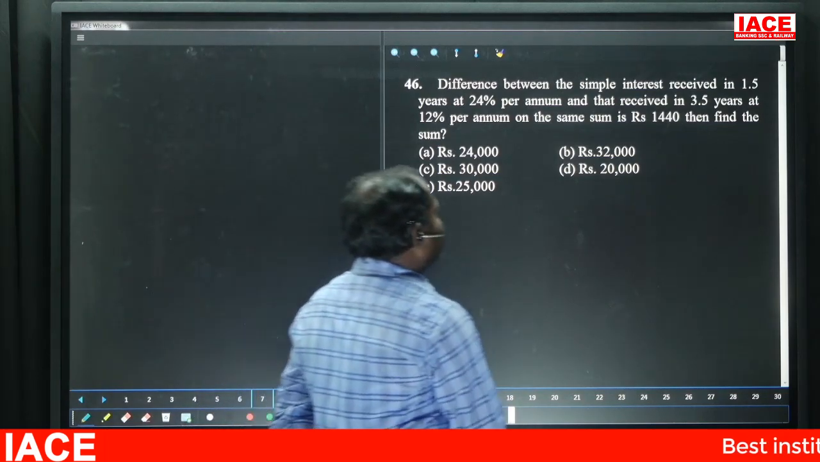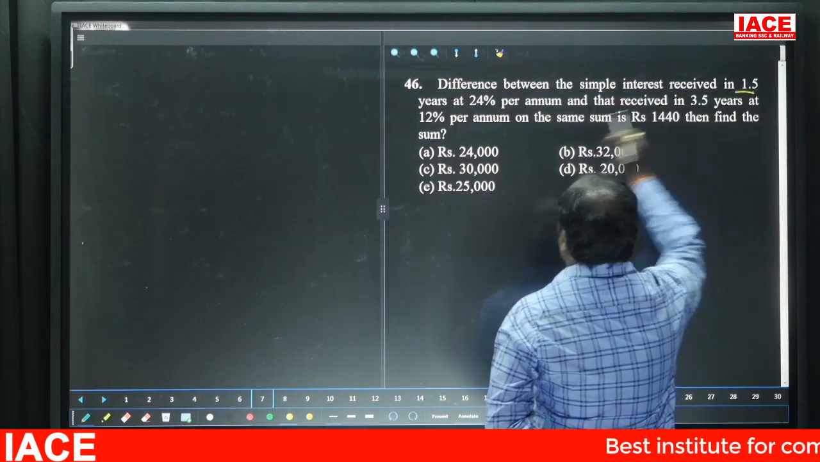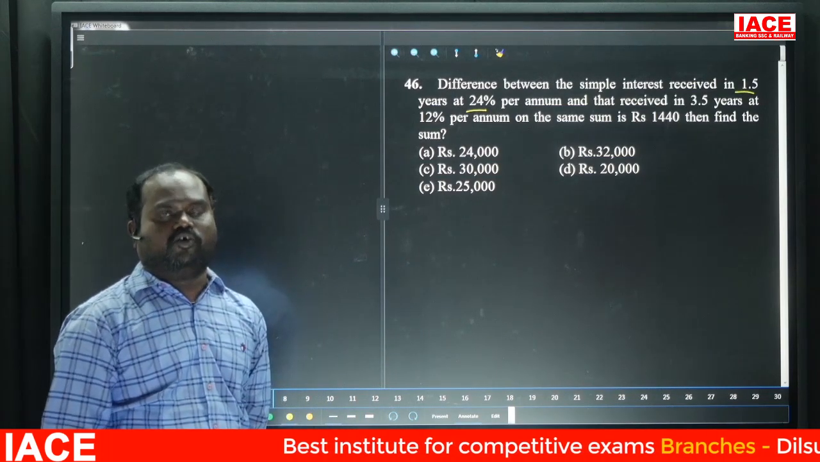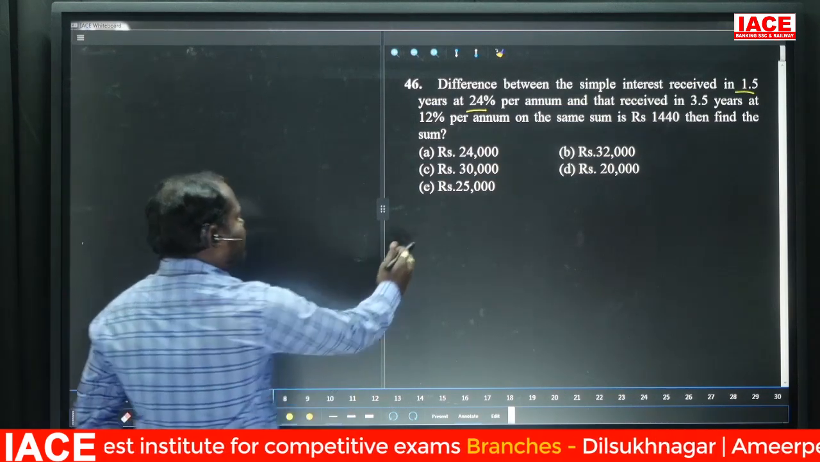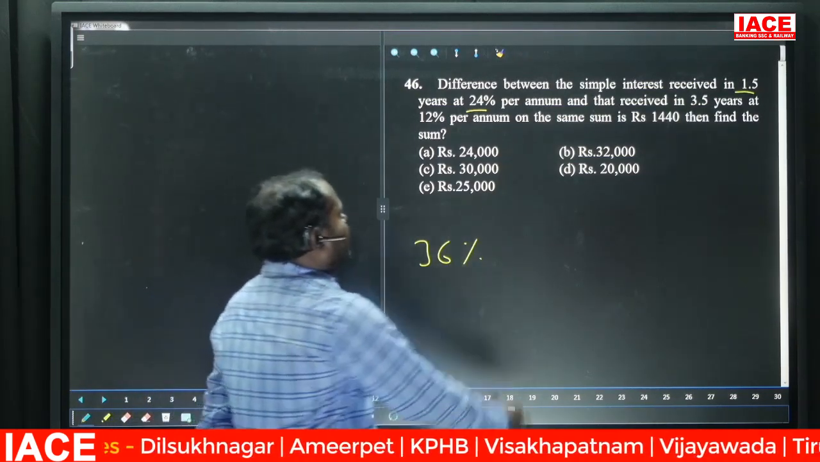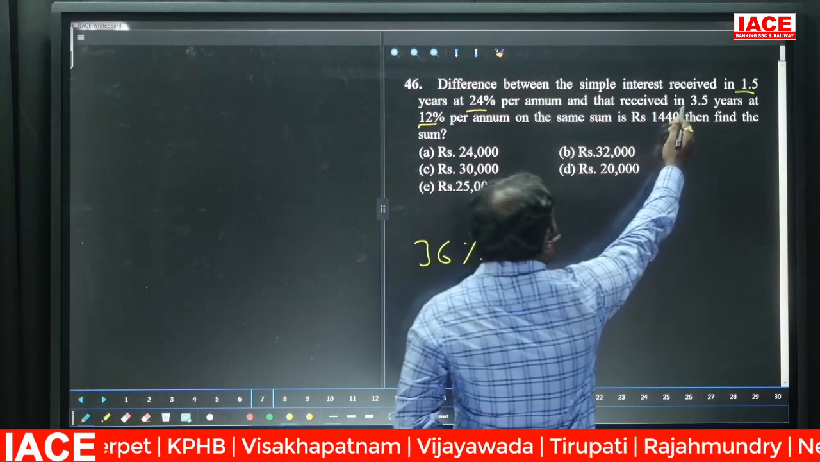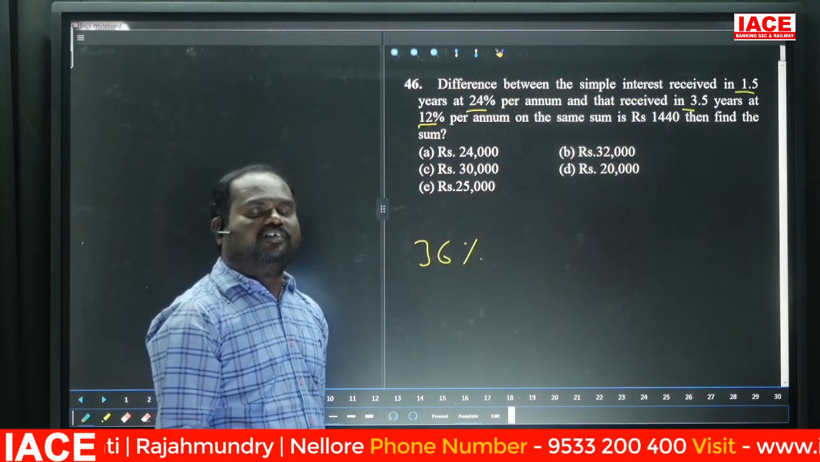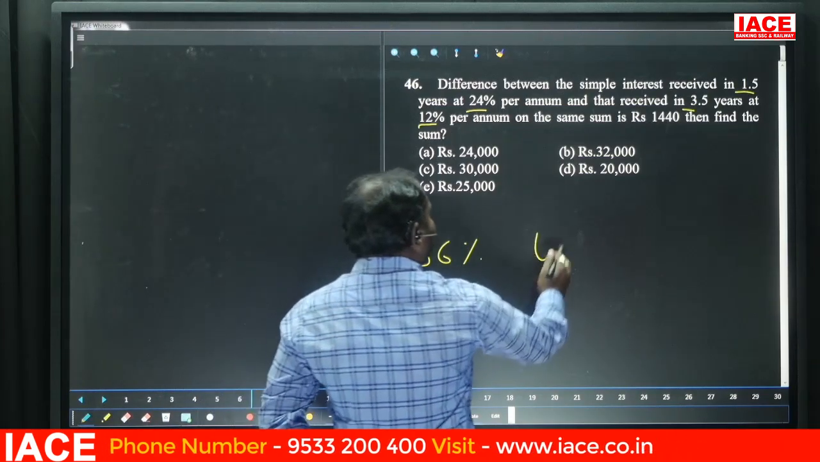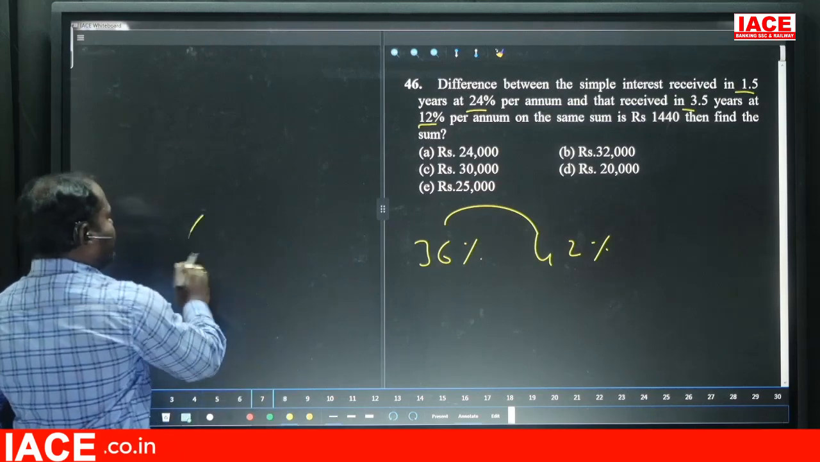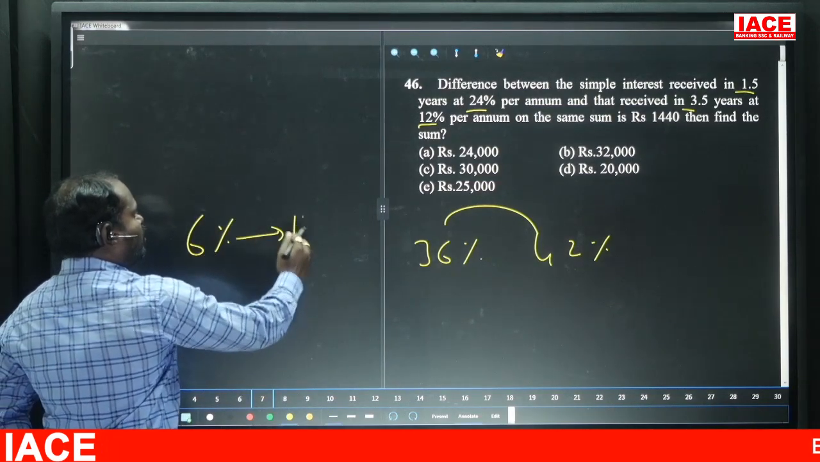In the first case the duration is 1.5 years at 24 percent. For 1 year it is 24%, so overall 24 plus 12 is 36 percent interest in the first case. In the second case, 12 percent for 3.5 years: every year 12 means for 3 years 36, and half year 6, so 6 plus 36 is 42 percent. The difference is 6%.